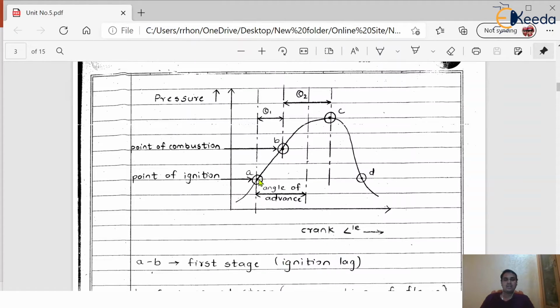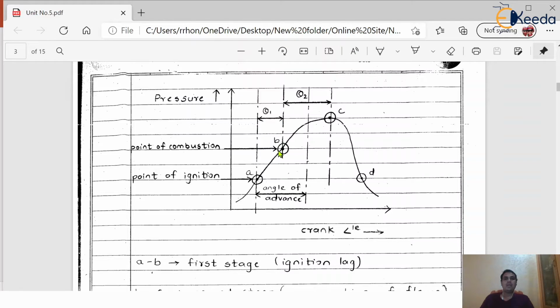So dear friends, this lag will be very, very small. It may be 0.002 or 0.003 seconds. So a very small micro time lag will be there. But because of this lag, the first stage of combustion happens, and this is called the ignition lag. I hope you understood the first stage of combustion, and during it the crank angle rotation in degrees is theta 1.